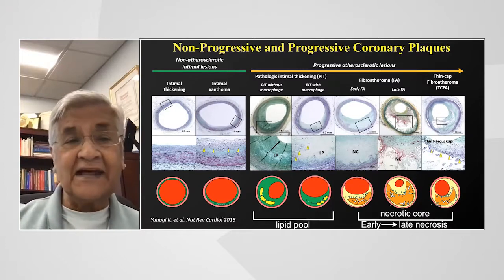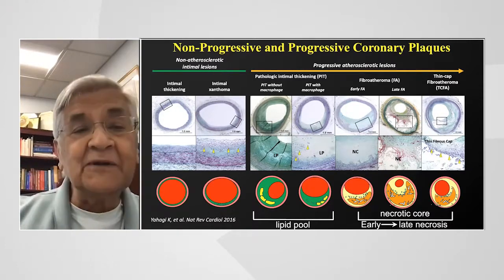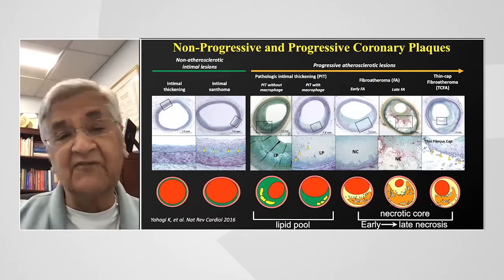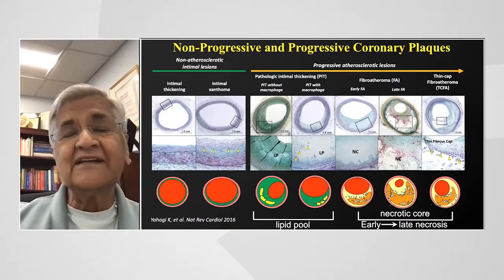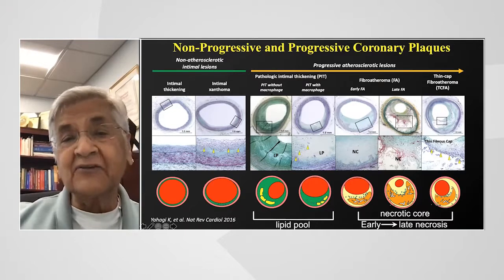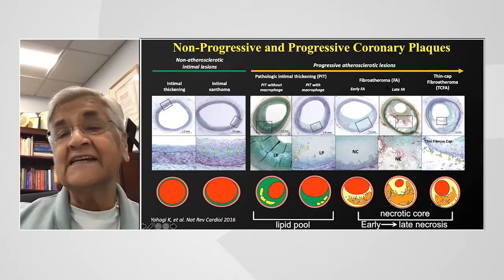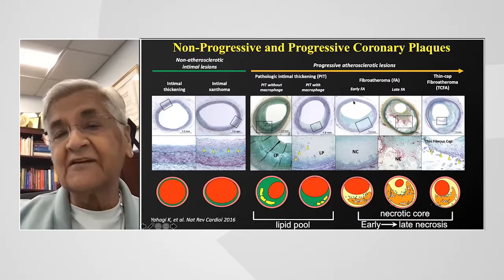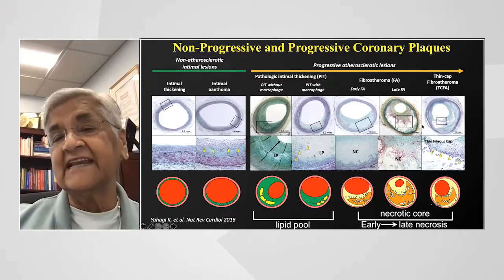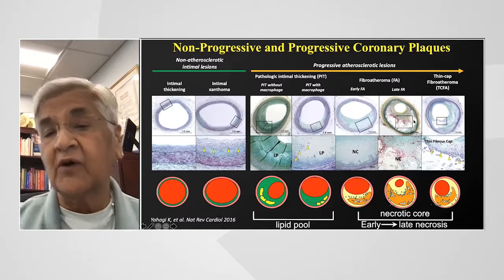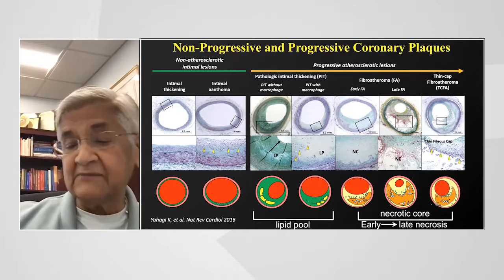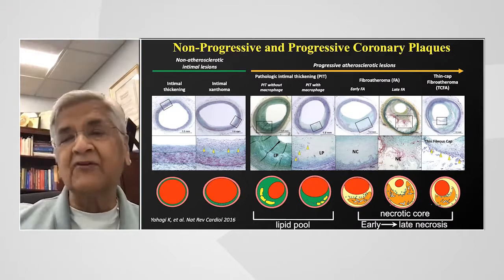I call non-atherosclerotic lesions like intimal thickening, which occurs in all of us, and intimal xanthoma, which is nothing else but fatty streaks, which can regress. But really, lesions that can progress are pathologic intimal thickening with macrophages or without macrophages, fibroatheroma, with early fibroatheroma in which you see the macrophage within the necrotic core, and then you see late fibroatheroma with a real necrotic core, which is quite extensive. And then thin cap fibroatheroma, where the fibrous cap becomes very thin and is infiltrated by macrophages and T cells.